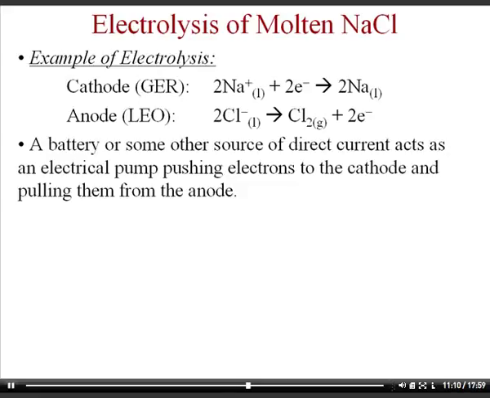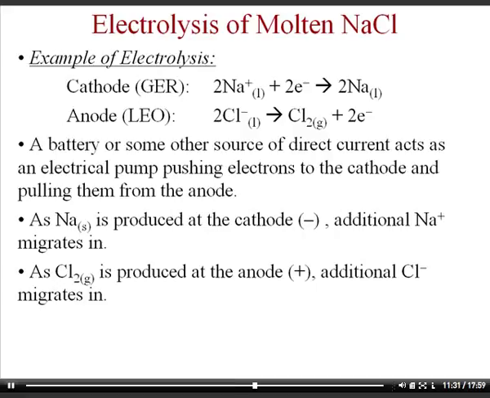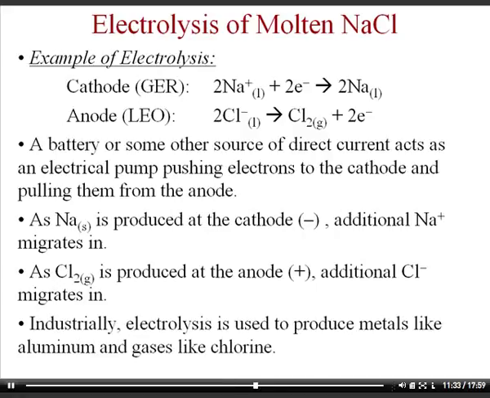Now, a battery or some other source of direct current is going to act as an electrical pump, and it's going to push the electrons to the cathode, and it's going to pull them out of the anode. And you have solid sodium being produced at the cathode, which again is negative in this case, and additional sodium ions would migrate in as the sodium solid is being produced, and then you have chlorine gas being produced at the other one. And industrially, electrolysis is used to produce metals like aluminum and gases like chlorine.